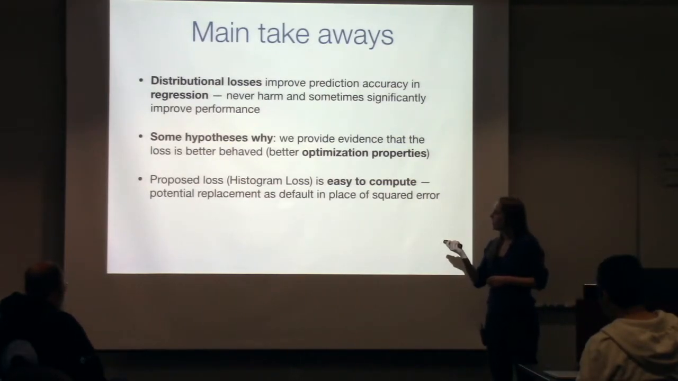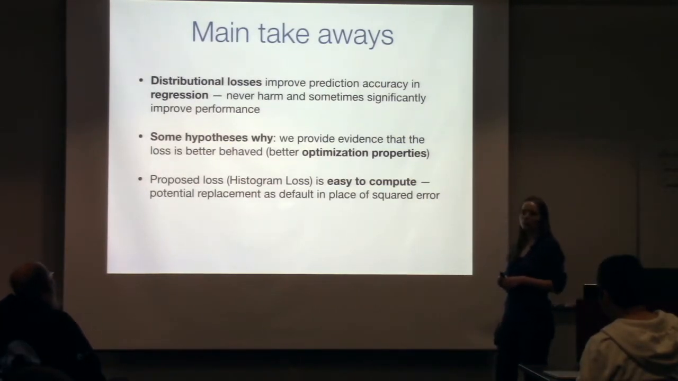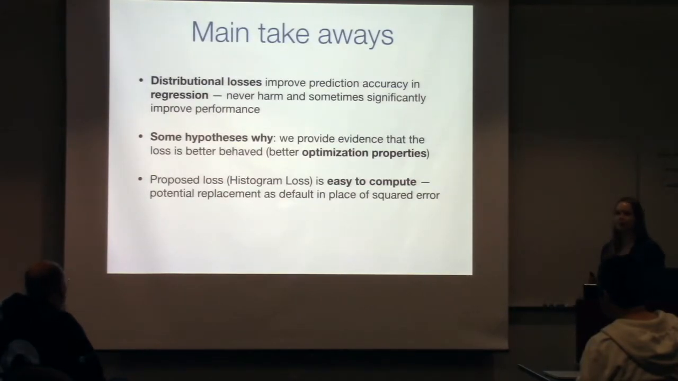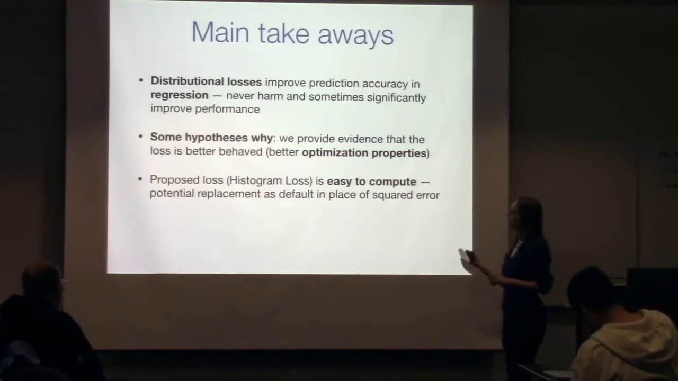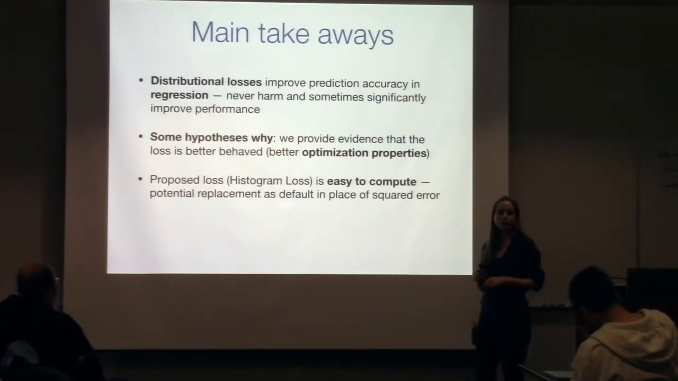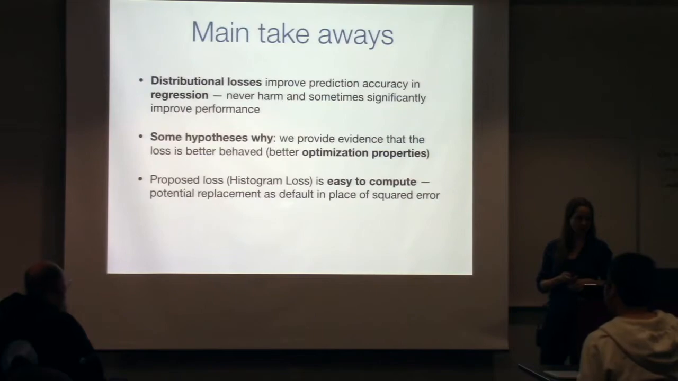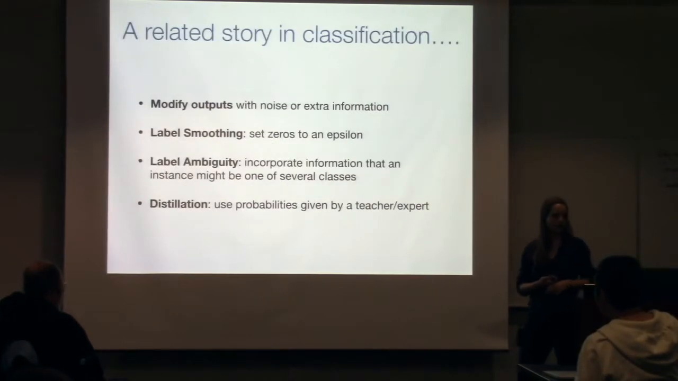The last takeaway is that we propose a particular distributional loss, which we're currently calling the histogram loss. I'm going to ask for your feedback on that. This loss is really easy to compute, so it's both more effective and easy to compute, and we're proposing that maybe it's a good replacement in regression. When you go into TensorFlow or wherever you're going to pick your loss, you might just choose the histogram loss instead of the least squares loss. Okay, so that's where this story is going to go.